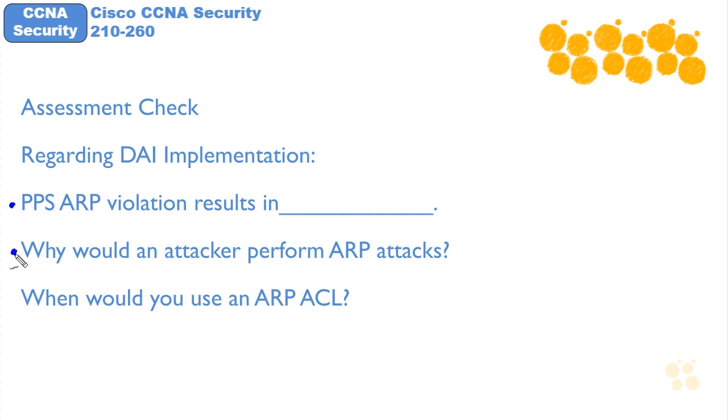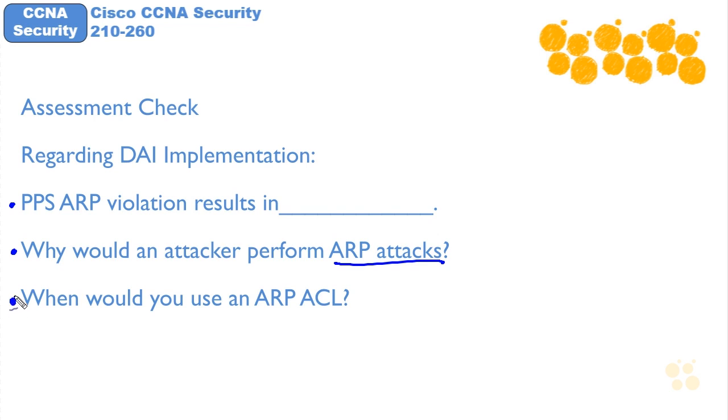Question number 2, why would an attacker perform ARP attacks? It's very likely that the attacker wants to do a man-in-the-middle attack by ARP poisoning the ARP caches of other devices on that network segment. It's also a possibility that the attacker is going after a denial of service attack, but most likely it's a man-in-the-middle attack that's being pursued by the attacker.